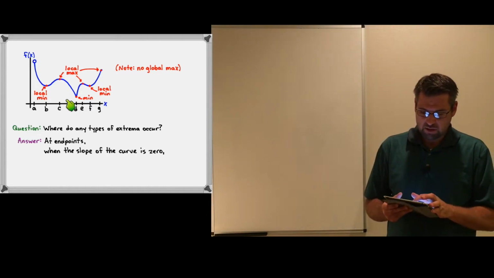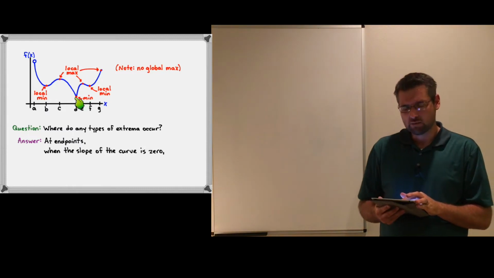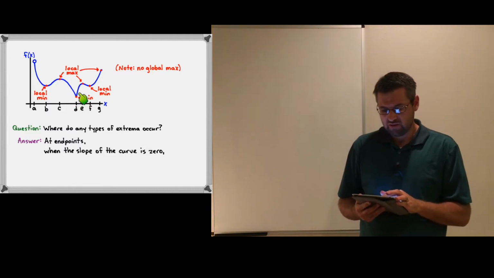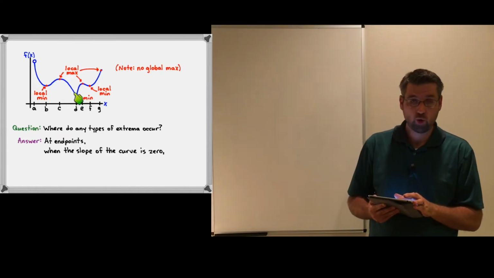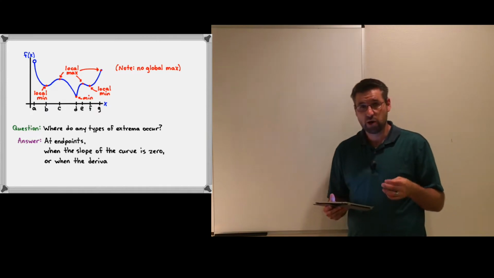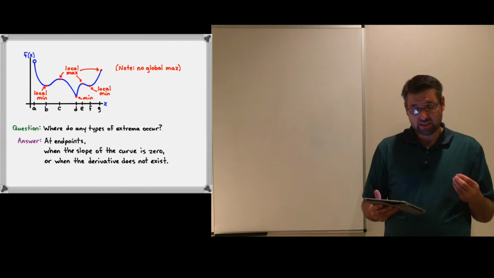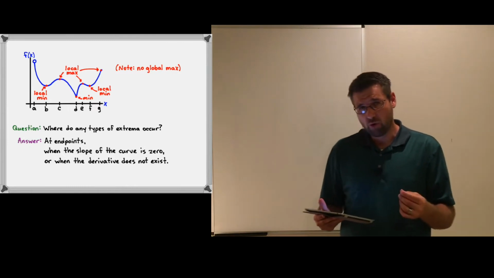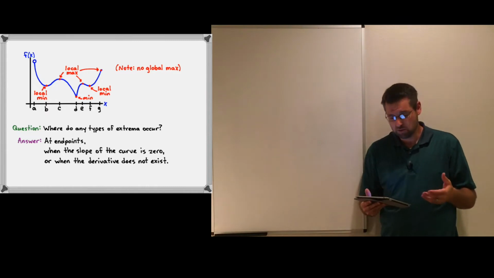But then notice, I haven't talked about this one yet. At this point, the derivative is not 0. We would say that the derivative at this point does not exist because we have some sort of corner or cusp here. So that is a third place where extrema could occur. So those are the three places that we need to look for when we're trying to find relative extrema and absolute extrema.